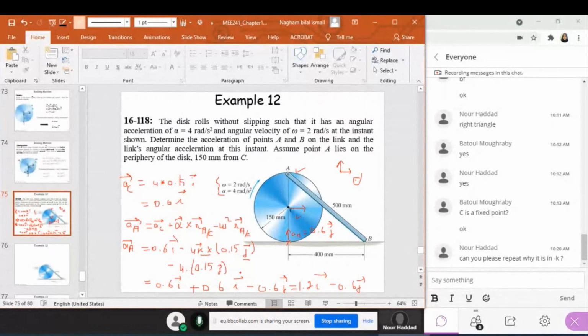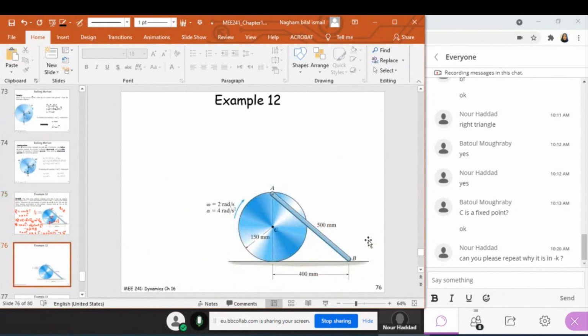Now, am I done? No, because in fact, I need to find AA and AB. What about AB? Guys, how can I find AB? If I put the equation of relative acceleration between A and B, I'm going to have 3 unknowns, in fact, because I know that AB will be horizontal, since B is moving in a horizontal direction at this instant. So I'm going to have AB tangential. It doesn't have an AB normal because it has a rectilinear motion. And I'm going to have omega AB and alpha AB. So 3 unknowns, which means I can't find them.